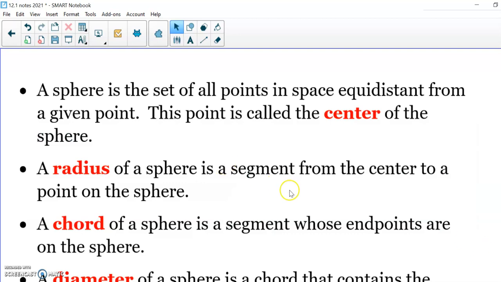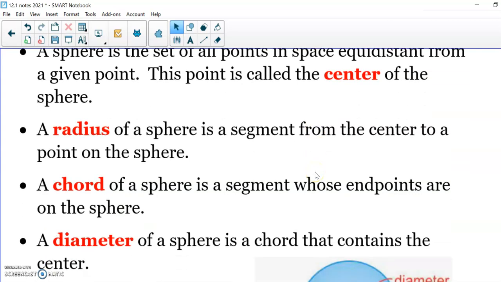While we're doing vocabulary, I thought I'd go ahead and throw the sphere in there. A sphere is a set of all points in space equidistant from a given point. The given point is called your center. So we had a circle, which was a set of all points on a plane, so it was two-dimensional. Now we're going to go three-dimensional and call it a sphere.